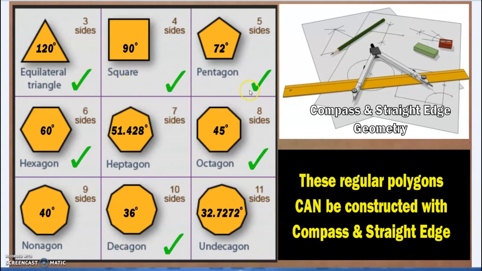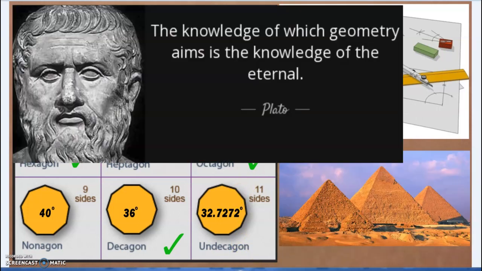So here where I have a tick are the polygons that you can draw perfectly just using the rules of compass and straight edge geometry. These can be done. Plato: the knowledge at which geometry aims is the knowledge of the eternal.